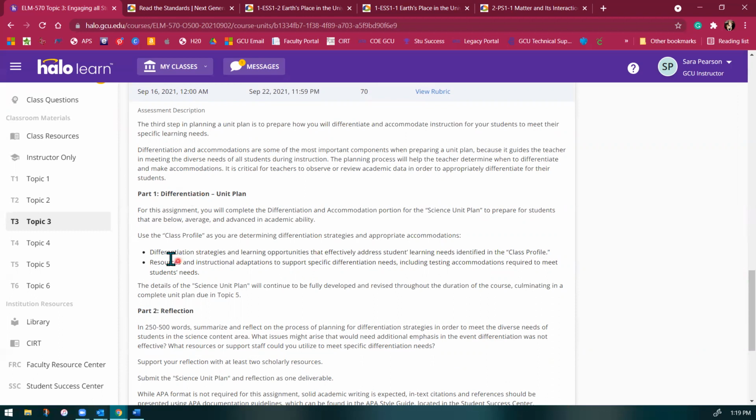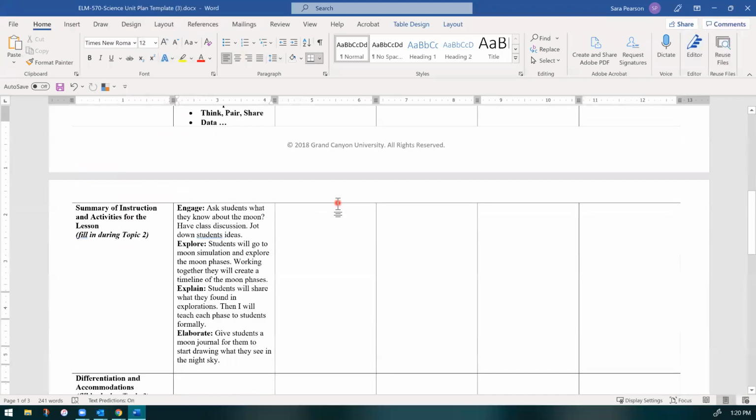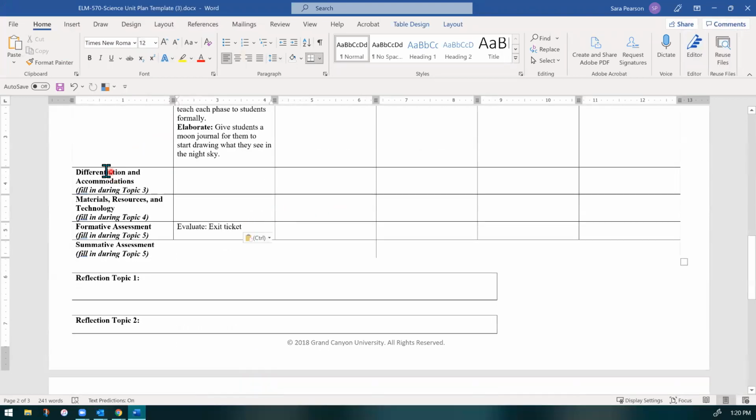Now, one thing you're going to need to do is both think through strategies and learning opportunities, as well as resources or instructional adaptations. And you might ask yourself, what is the difference between differentiation strategies and learning opportunities and resources or instructional adaptations?